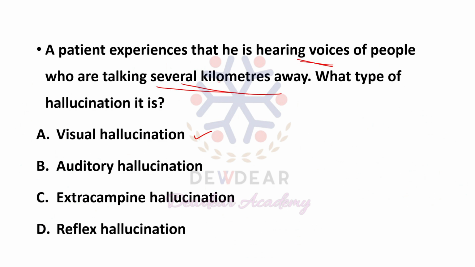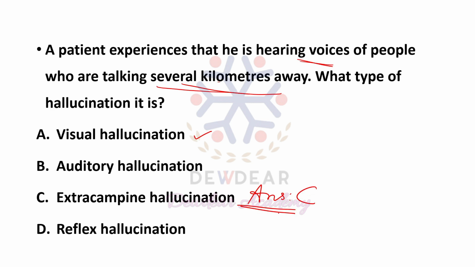He is hearing the voice of people who are talking several kilometers away. A patient experiences that he is hearing the voice of people who are talking several kilometers away. What type of hallucination is it? From this you can identify, isn't it? This is extracampine hallucination. So the answer is option C.